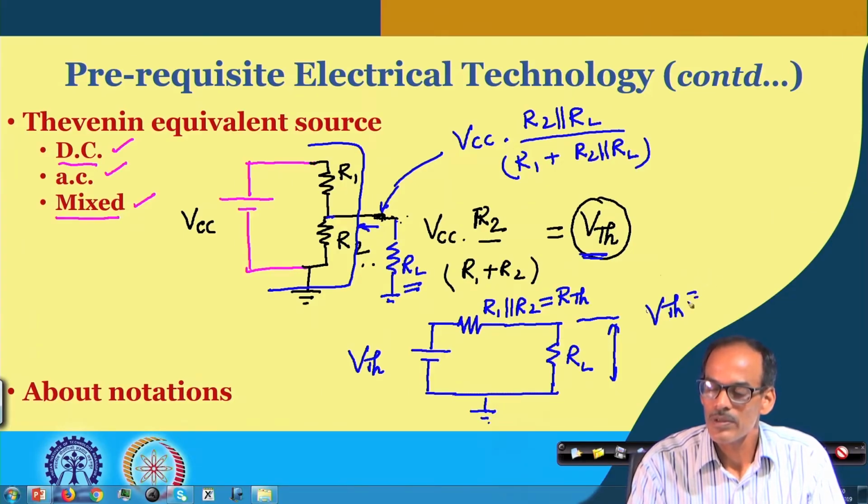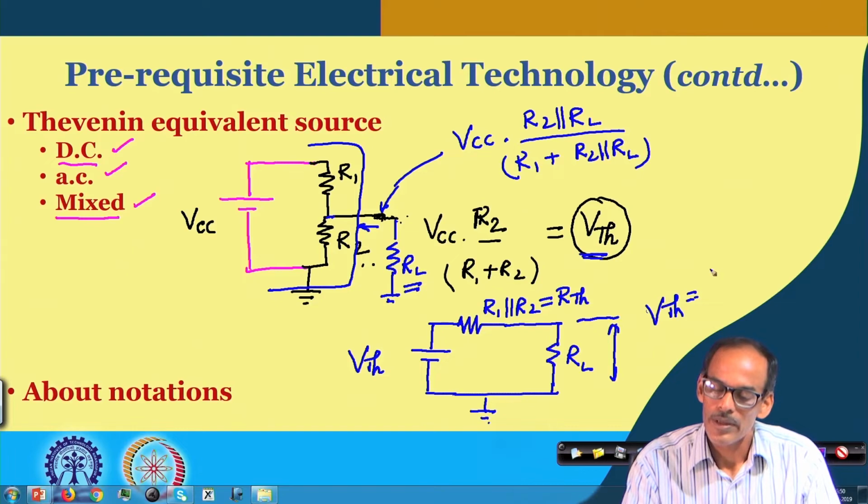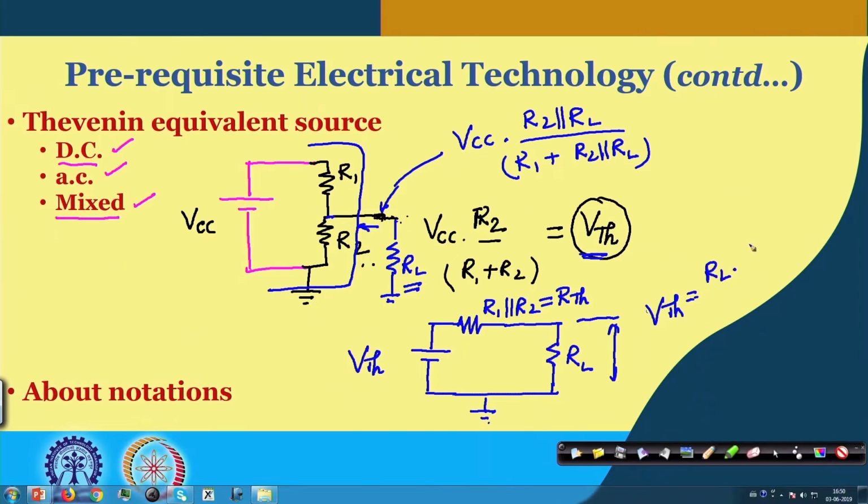equals, it will be R L multiplied by, sorry, I should say now it will be a different voltage. So, let me call this V t h dash, or V out, or whatever you say. So, this is R L multiplied by the current, and the current is V t h divided by R t h plus R L.